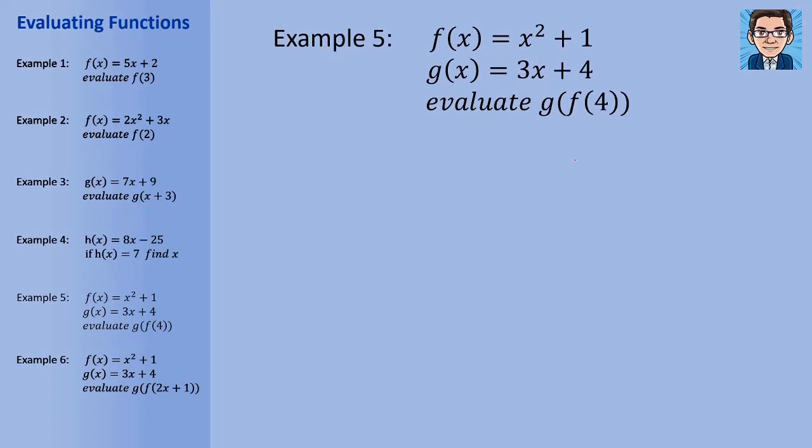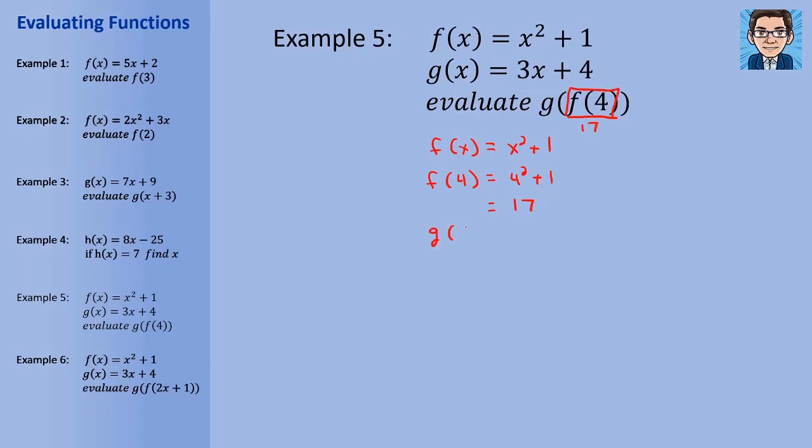Example 5 is a composite function. So we've got g of f of 4. So we first have to figure out what f of 4 is before we can figure out what g is. So f of x is x squared plus 1. So f of 4 is going to be 4 squared plus 1, which gets us 17. So this f of 4 becomes 17.